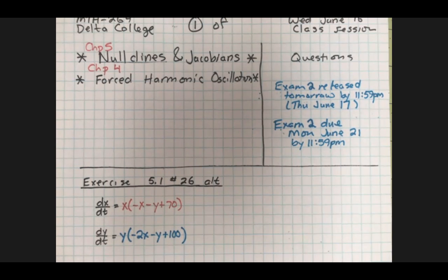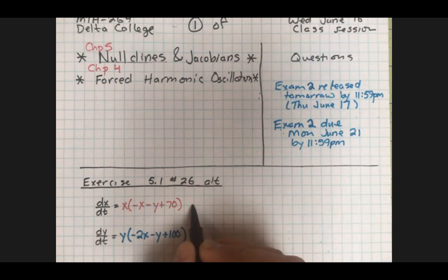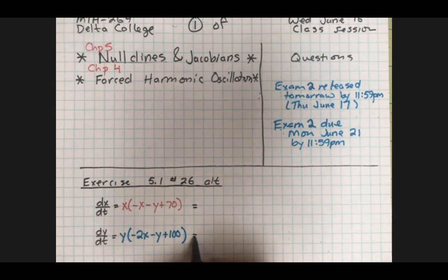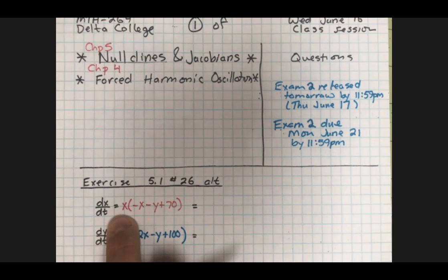Okay. Now, this is a pretty mellow system. Each derivative is made of two factors. Each factor is a line. I mean, think about it like this. This is the line. You know, when is this equal to zero? When is dx/dt equal to zero?